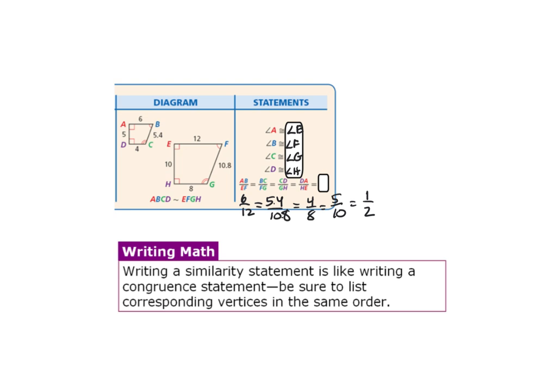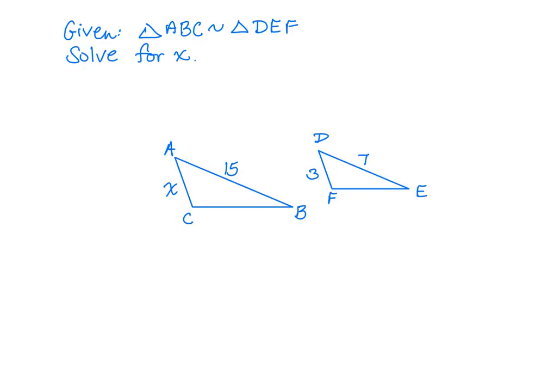So again, when we're looking at similar figures, all the angles are congruent, but sides are proportional in the same ratio. We can use the fact that polygons are similar to find missing pieces. So I like to give you one example before I give you some problems to do.